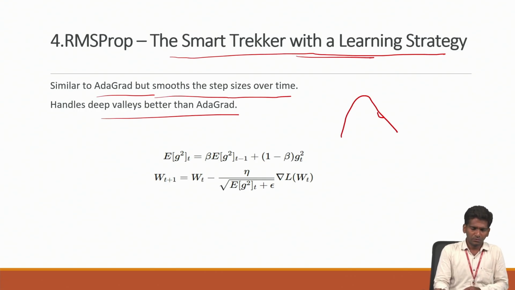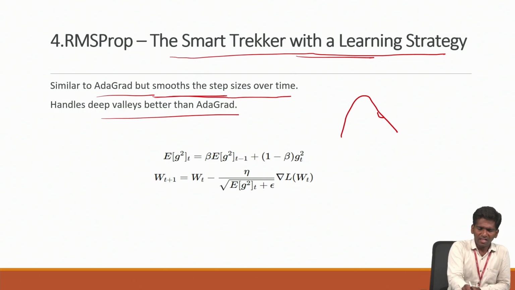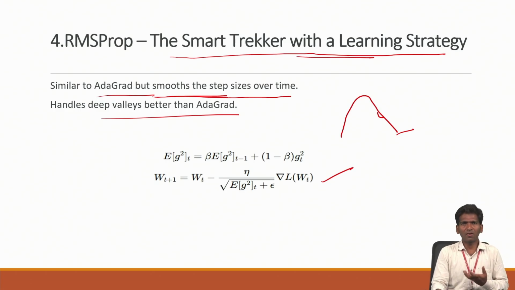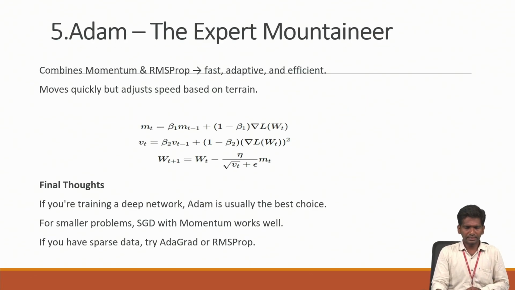Okay, so it fastens. With fastness we can complete our journey in reaching the bottom of the hill from the top. Okay, so this is the formula in order to update the weights. So how fast you update the weight during back propagation. Yeah, next, Adam.